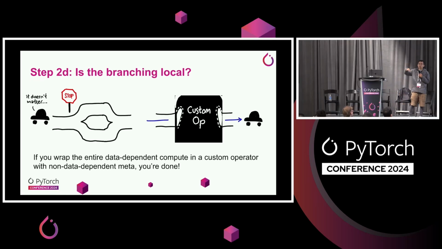Another situation is when the branching is local. You need to look at the data and do something different depending on it, but it's a very small segment of your code. And so maybe that segment of the code isn't important to pass to the optimizer, so you can just wrap it up into a custom operator so that you never see that there was a fork in the road.